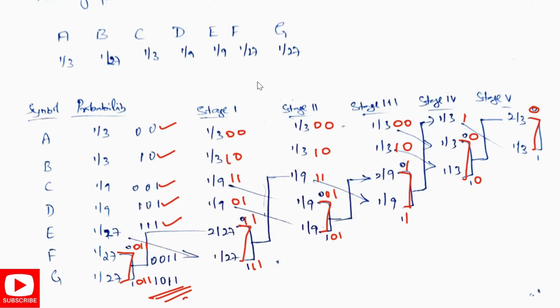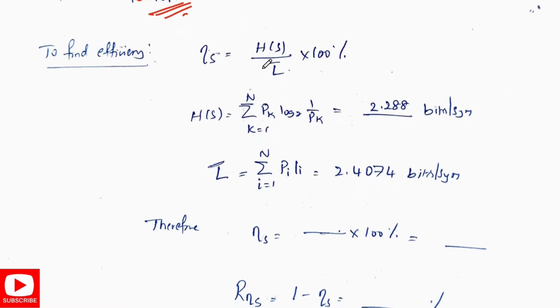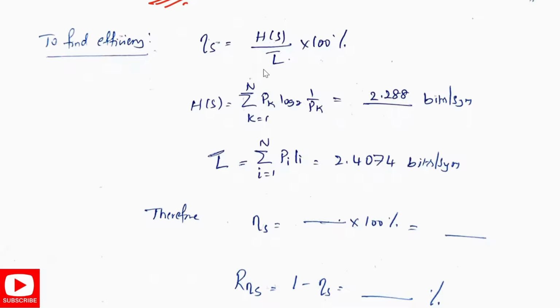Writing this code is the main important part in this Huffman coding, and after writing that you need to find the efficiency using this formula. For that you need to find H(S), the entropy, using this formula, then L bar using this formula. Therefore you get the efficiency and find out the redundancy.